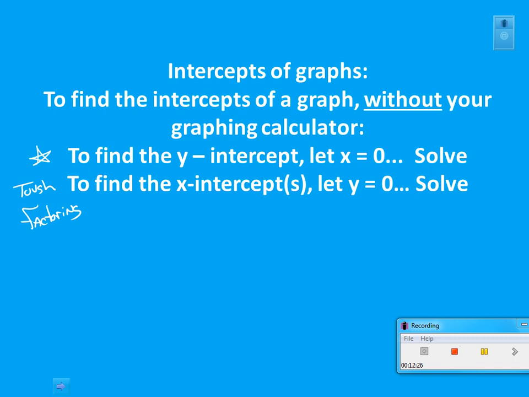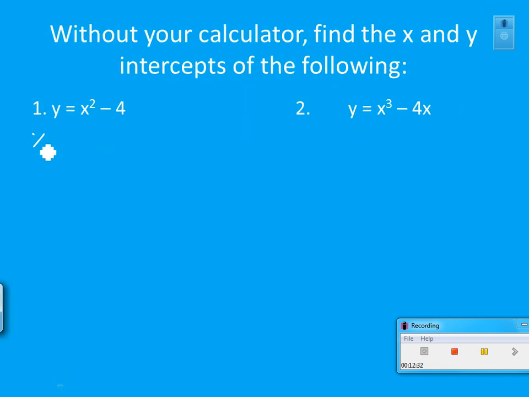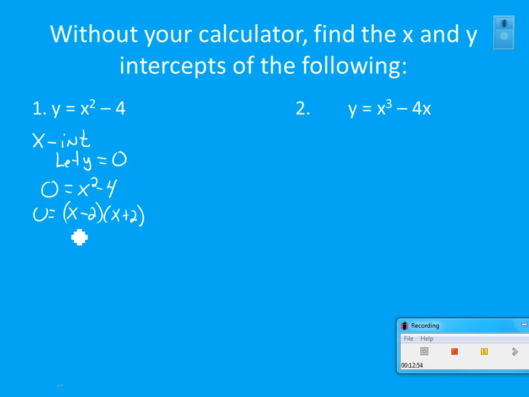So here goes your number 1. Without your calculator, find the x and y intercepts of the following. Well, to find the x-intercept, I'm going to let y equal 0. And if I do that, I have 0 equal x squared minus 4. You can factor that. You could solve that. I'm going to go ahead and factor it. X minus 2 and x plus 2. So it looks like my 2 x-intercepts are going to be at 2 and negative 2. Listed as ordered pairs, (2, 0), (negative 2, 0).